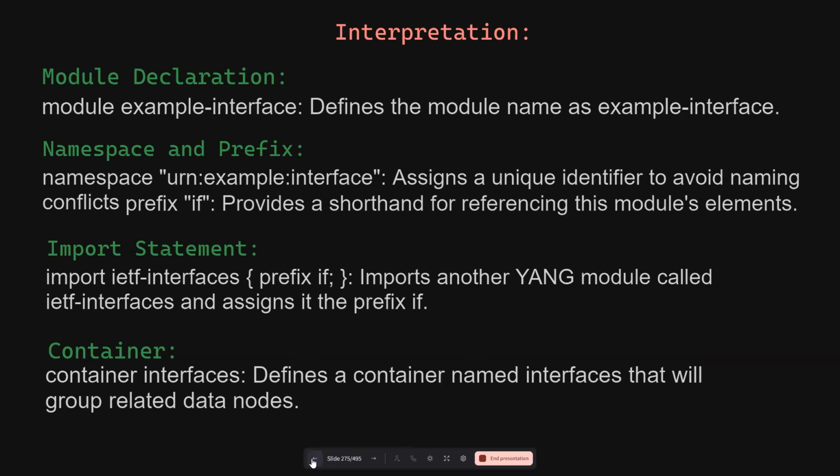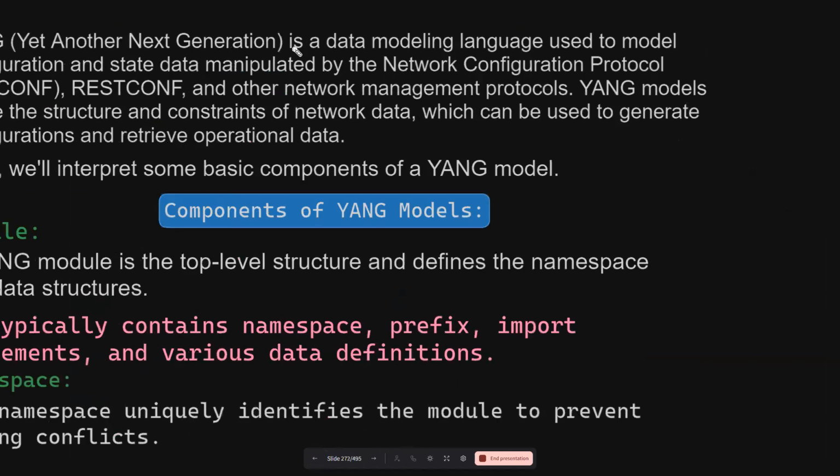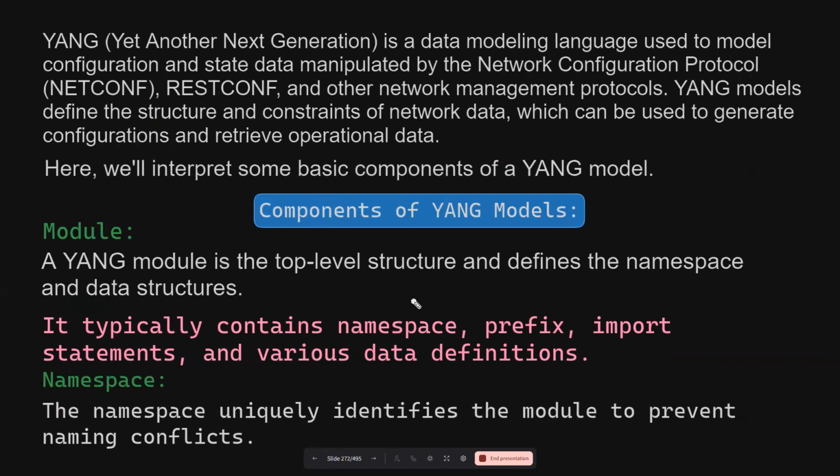For example, interface. So here you can see the module, right? This is defined as a module, and in this module we have example interface. So this is my module where I am defining some namespace. That's why I created this document, so you'll understand it. So module is the top level structure that defines the namespace and data structure. It contains namespace, prefix, import statement, various data definitions.